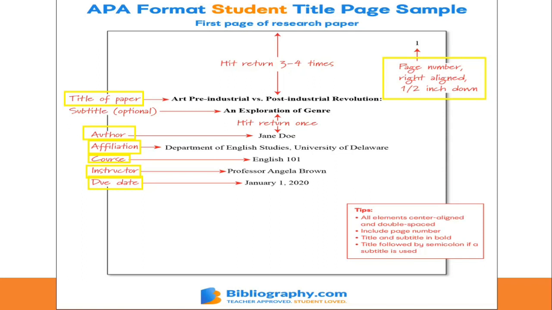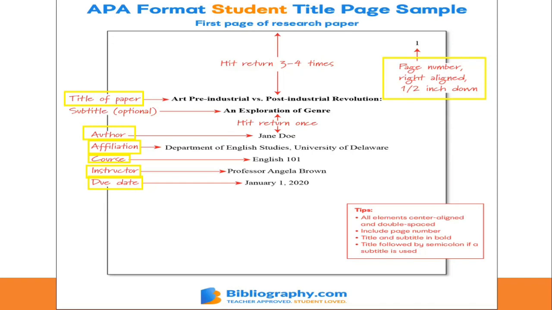So a little tip. In your title page, take note that all elements should be center aligned and double spaced. It should include page number, title and subtitle in bold. As you can see, our title is written in bold, okay? And you also have title followed by a colon if a subtitle is used, all right?